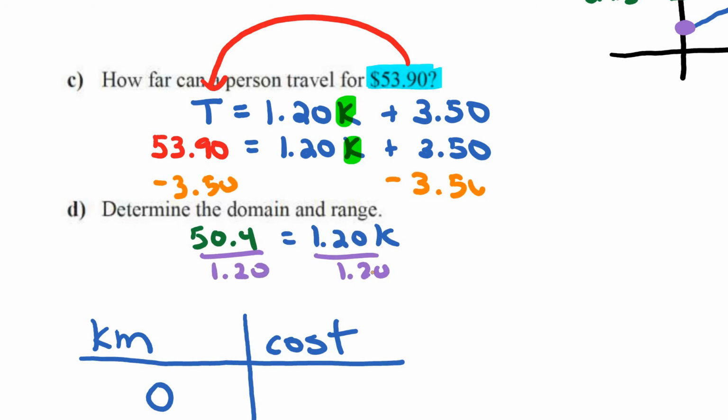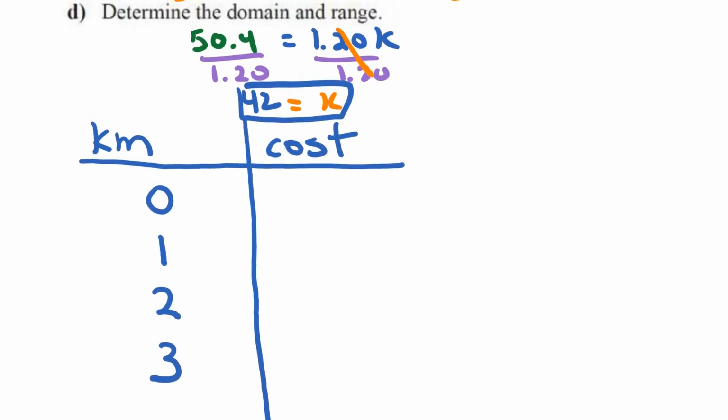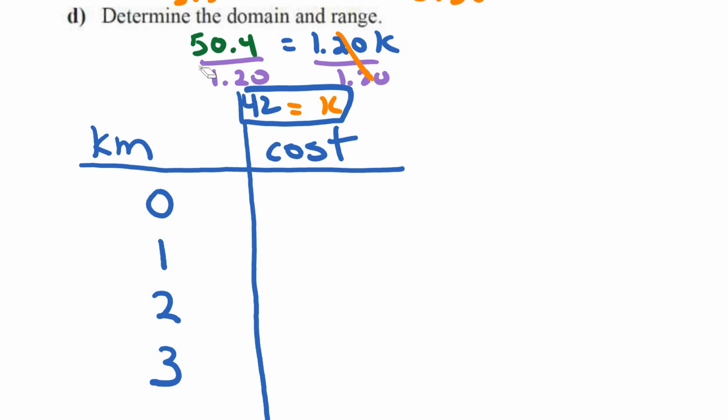If I do that, that cancels off, and then K would equal $50.40 divided by $1.20, which is 42 kilometers. So 42 kilometers is your answer for part C. And finally for part D, let me just erase all this.